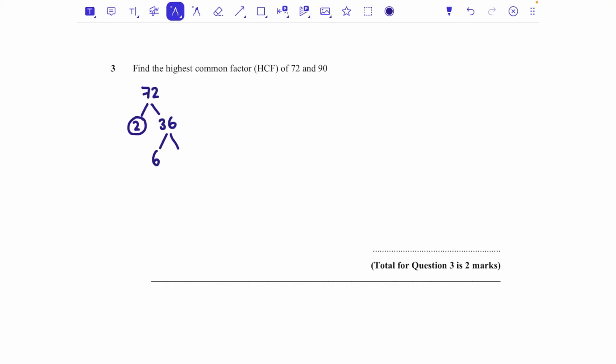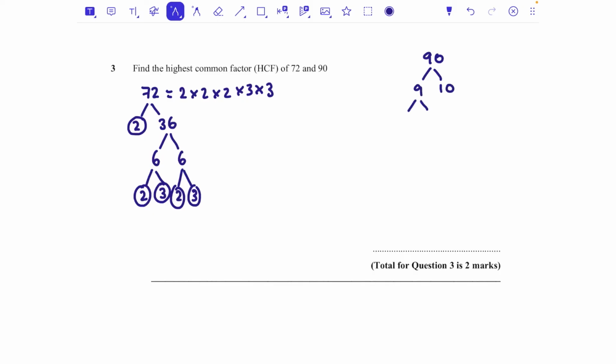36, I'm going to do 6 times 6. Neither of those are prime. So 6 is then 2 times 3, and the other 6 is also 2 times 3. So 72 is 2 times 2 times 2 times 3 times 3, or 2 cubed times 3 squared. For 90, I'm going to do 9 times 10, 3 times 3, and 10 is 2 times 5. There we go. So 90 is 2 times 3 times 3 times 5. Fabulous. So looking at both of those, I'm then going to do a Venn diagram.